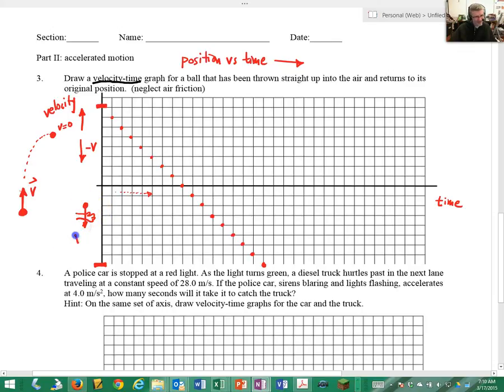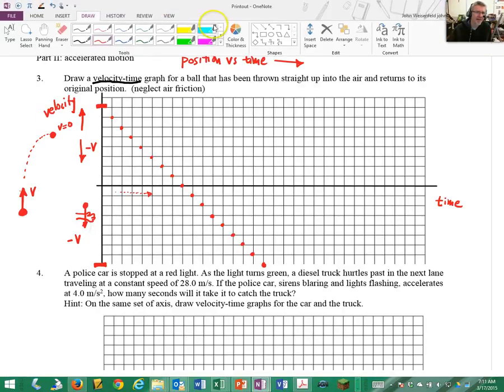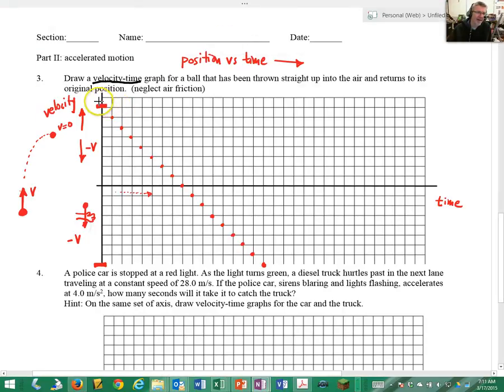So this is negative v. This was a little vector sign to say that, but let's not do that. Let's just talk about plus or minus v. So now if I draw this graph and let me put a line in here, I basically have a line that goes from where you threw it to where you caught it. Velocity is always decreasing.